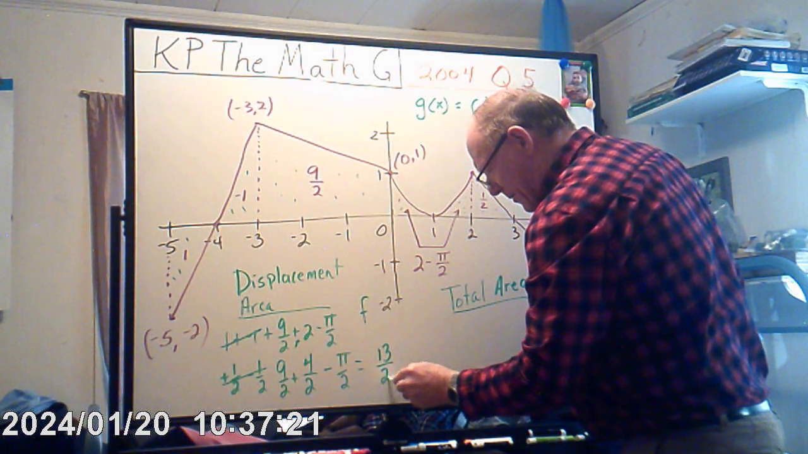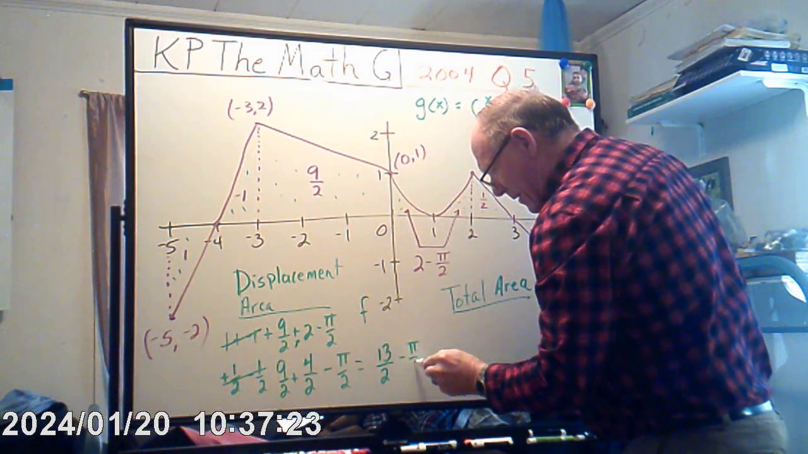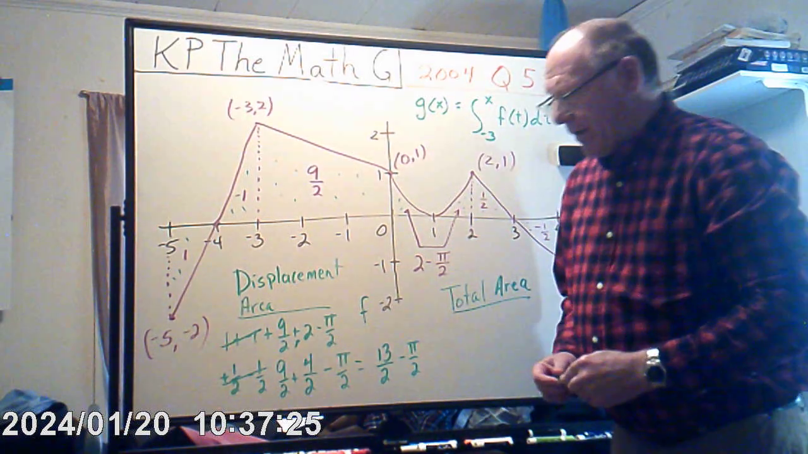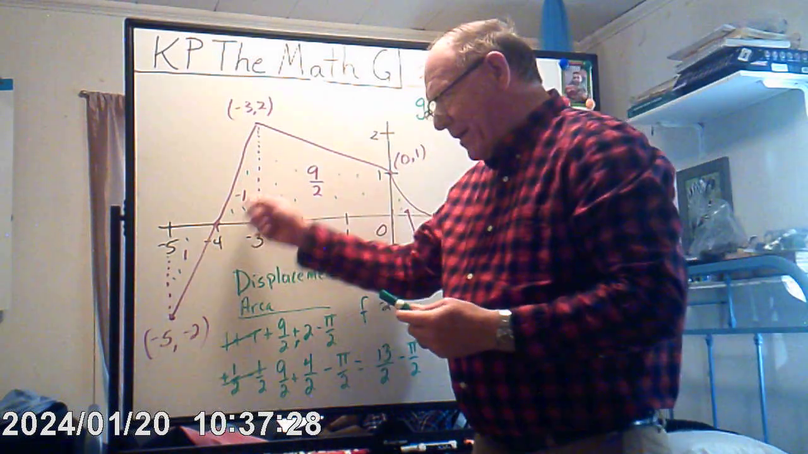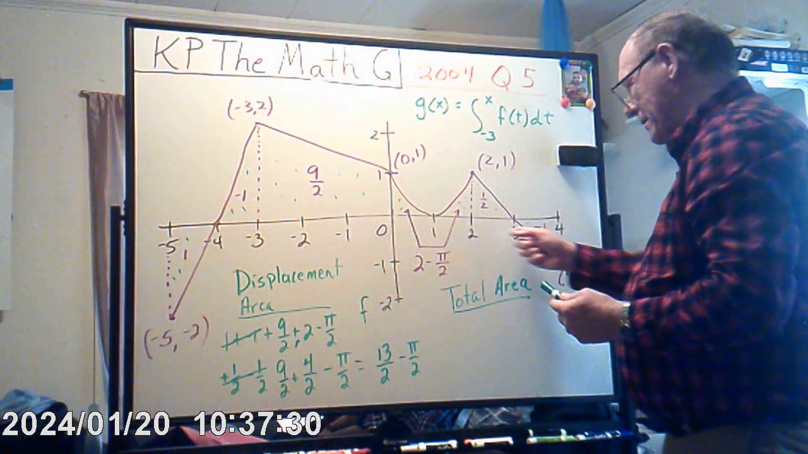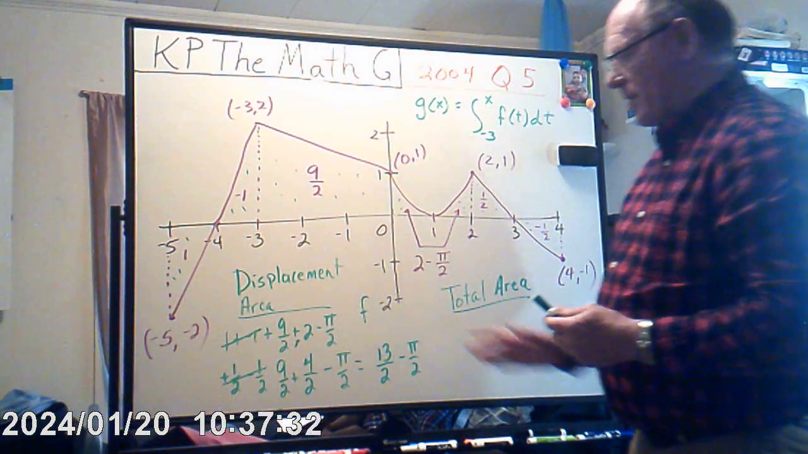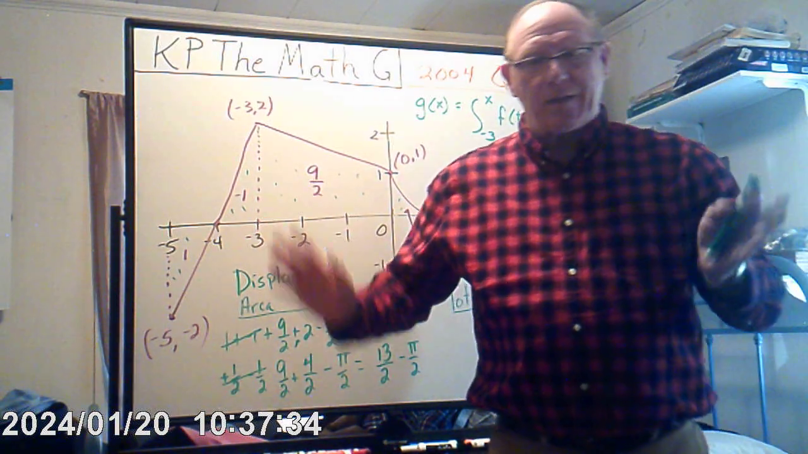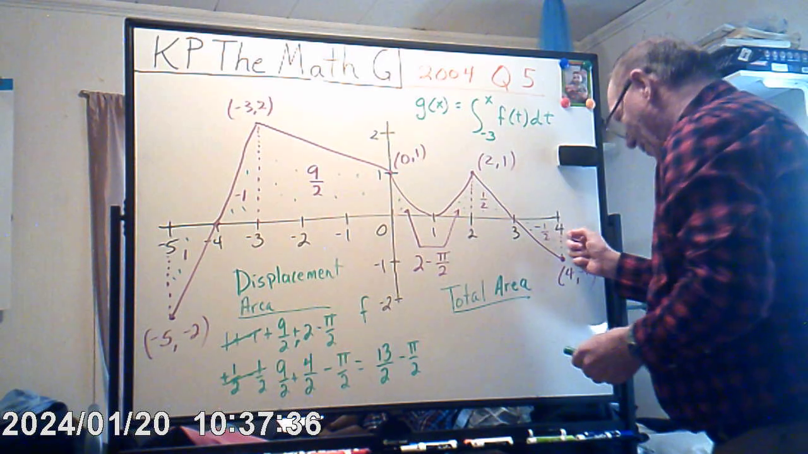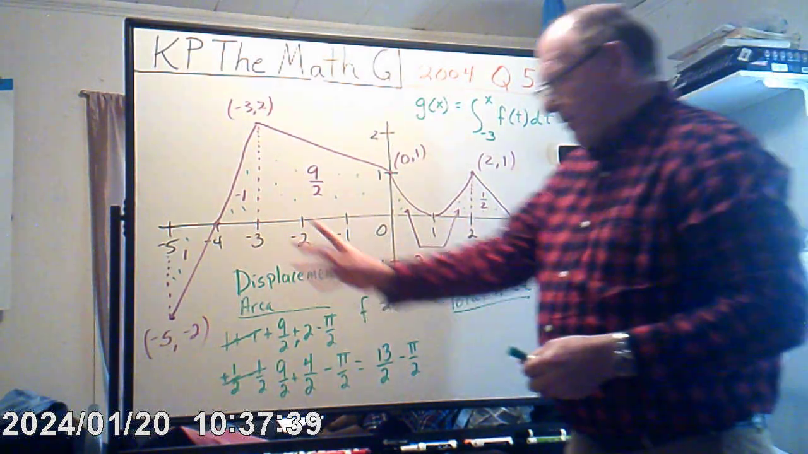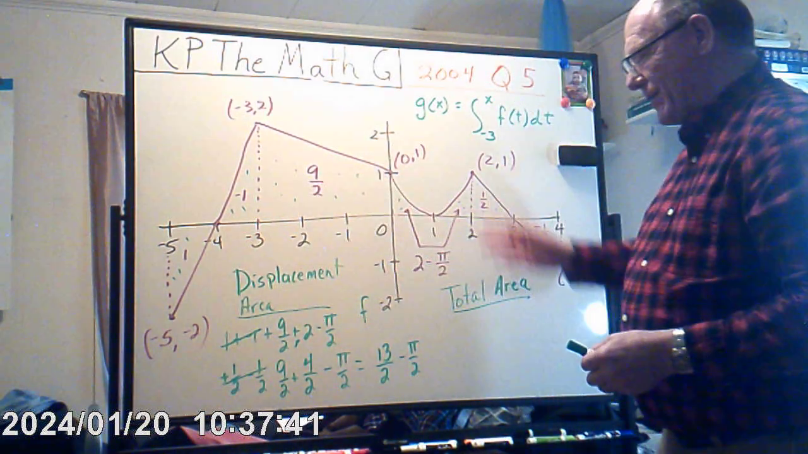13 over 2 minus pi over 2. So again, all I did was add up all of these areas. If I'm looking for the displacement area over this time from -5 to 4, I've already found these answers ahead of time.